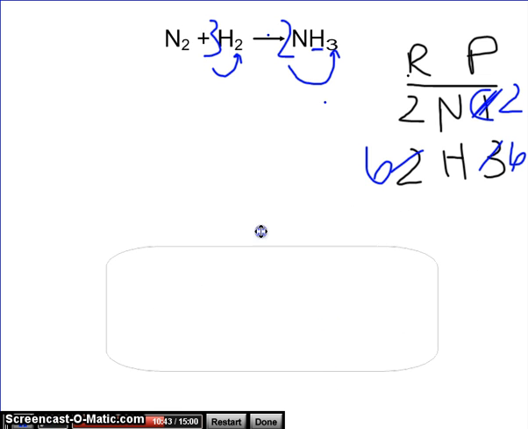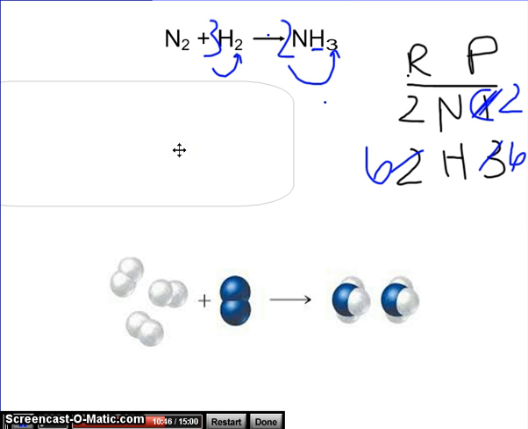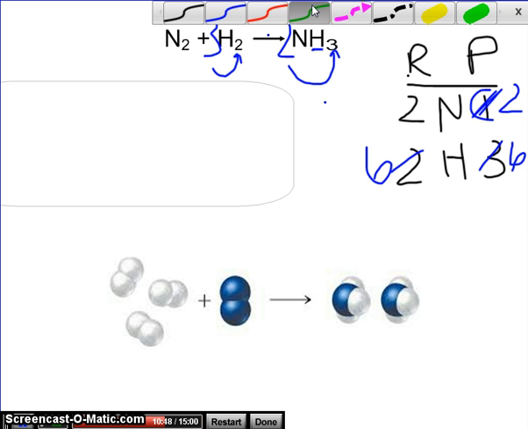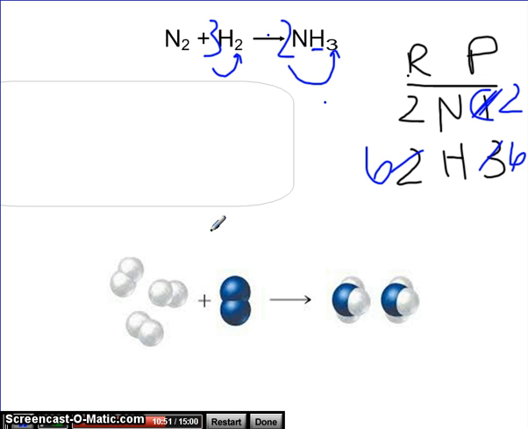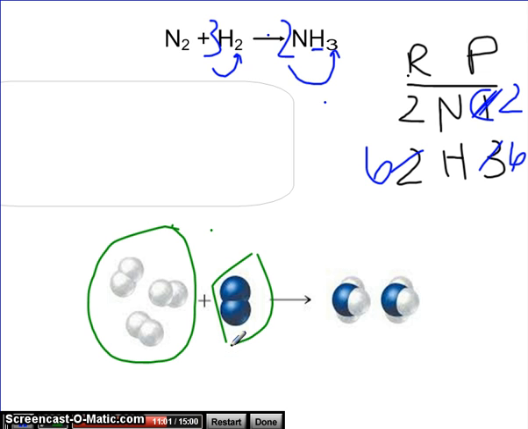So this would be how nitrogen and hydrogen react to produce nitrogen trihydride, or ammonia. I have 1 nitrogen molecule and I have 3 hydrogen molecules, and this produces 2 ammonia molecules, NH3s. And so if we were to actually count the atoms, I'd have 1, 2, 3, 4, 5, 6 hydrogens, 1, 2, 3, 4, 5, 6 hydrogens, 1, 2 nitrogens, 1, 2 nitrogens, and it's a balanced equation.